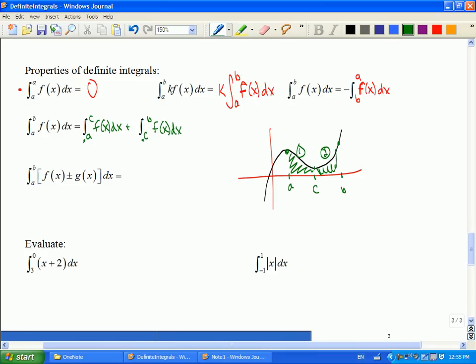Okay, and then finally, if you have more than one function that you're integrating, like f of x plus g of x or minus, you can just rewrite that. It's the same way you had it. You can separate them if it's convenient as well.